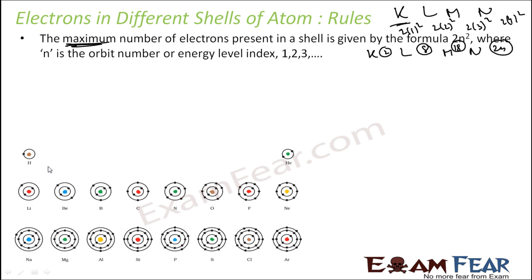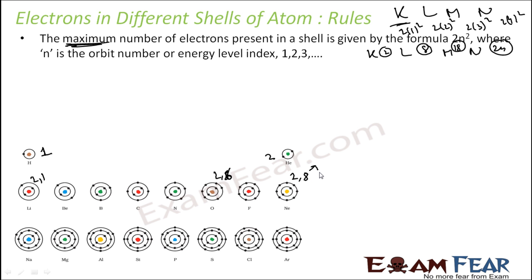You see, hydrogen, only the K orbit has 1 electron. The maximum is 2. Helium has 2. Talk about lithium, it's 2, 1. K has 2. L can have a maximum of 8, but here it has only 1. Talk about oxygen, it is 2, 6. L can have at the max 8, it has 6 now. Neon, 2, 8. L can have at the max 8, and it has the maximum value. It cannot have more than 8.